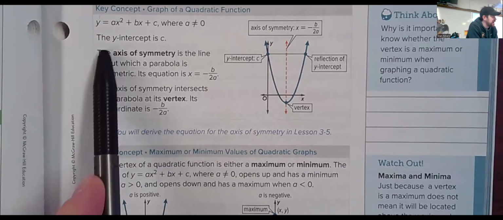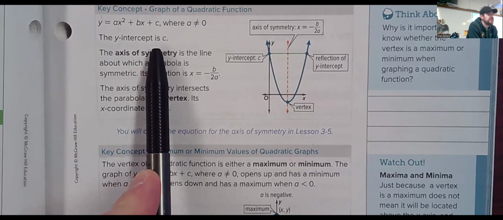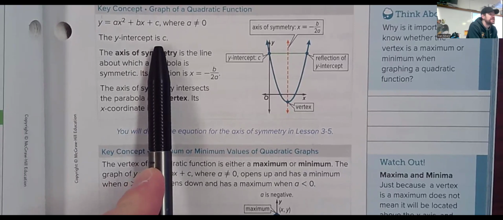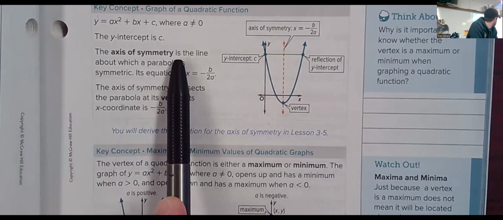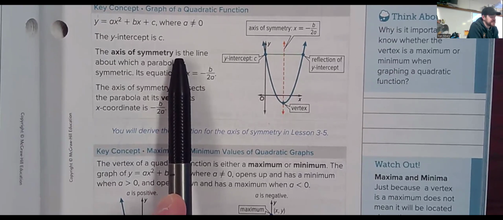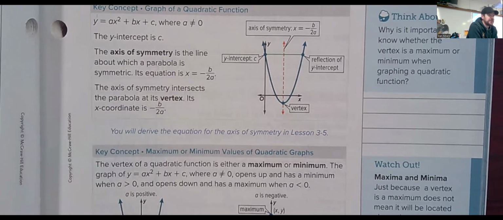The first thing is the y-intercept is c. That last number by itself is where the graph crosses the y-axis. If there is no value of c, that means the y-intercept is 0. The axis of symmetry is the middle of the graph. It is where the vertex is located, and it's always defined by the x value of the vertex.